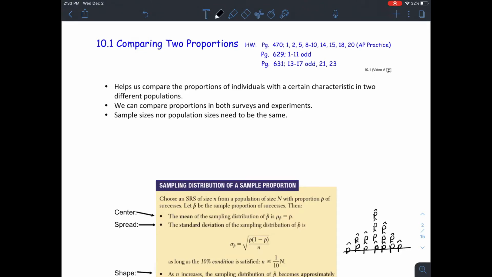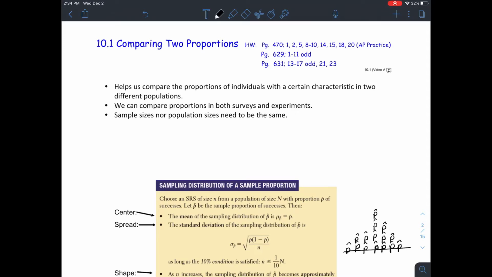All right, we're going to be beginning chapter 10 today. We're just coming off the heels of doing chapters 8 and 9, where we had focused on finding confidence intervals, where we were estimating the location of a population proportion or population mean. And then in chapter 9, we were doing significance tests, testing a claim about either a population proportion or a population mean.